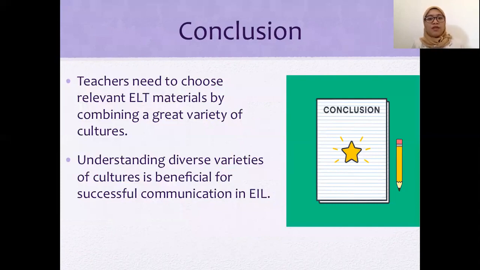I think that's all for my presentation today. If I may conclude, I will say that teachers need to choose relevant ELT materials by combining a great variety of cultures. It is important to understand a great variety of cultures when we teach English, so our learners will get the opportunity to learn not only the language, but also the culture that they will be using in cross-cultural encounters.